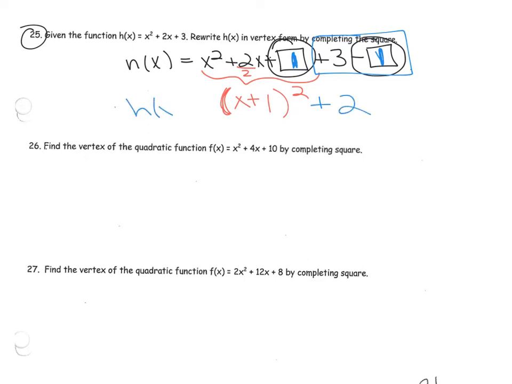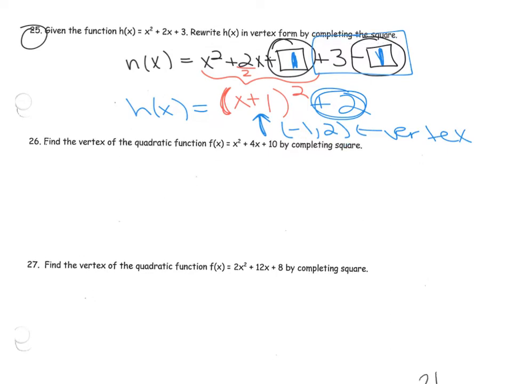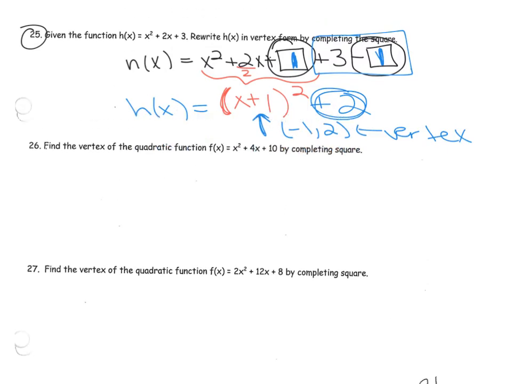So there you have it. This is in vertex form. And now we just need to come up with what the vertex actually is. So this means we're going left by 1. So I have negative 1, comma. This is going up by 2. So negative 1, comma 2. That's my vertex. Okay? All right, let's give question 26 a look.